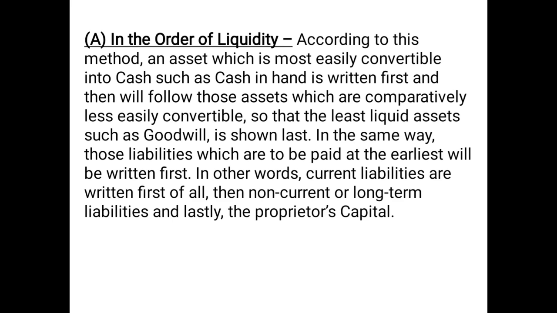And in the same way, those liabilities which are to be paid at the earliest will be written first. In other words, current liabilities are written first of all, then non-current or long-term liabilities, and lastly the proprietor's capital. All these terms, long-term assets, long-term liabilities, we have already discussed in the basic terms. So this is the first order of marshalling, that is order of liquidity.